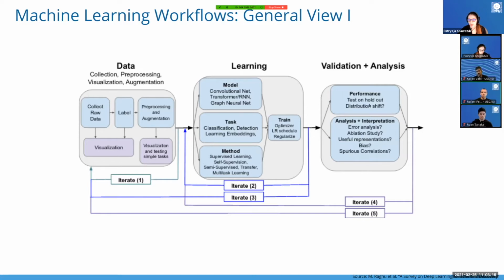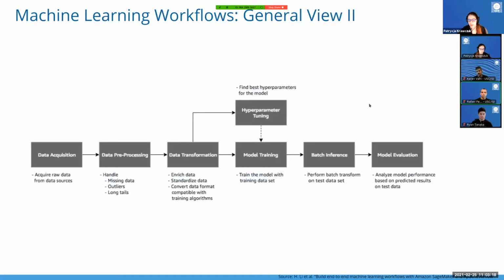In more detail, we can see machine learning workflows as comprising 7 distinct steps. First is data acquisition, then data preprocessing, then some data transformation. We want to do some hyperparameter optimization, then train our model with the best hyperparameters, do inference, and finally evaluate the results of our model.